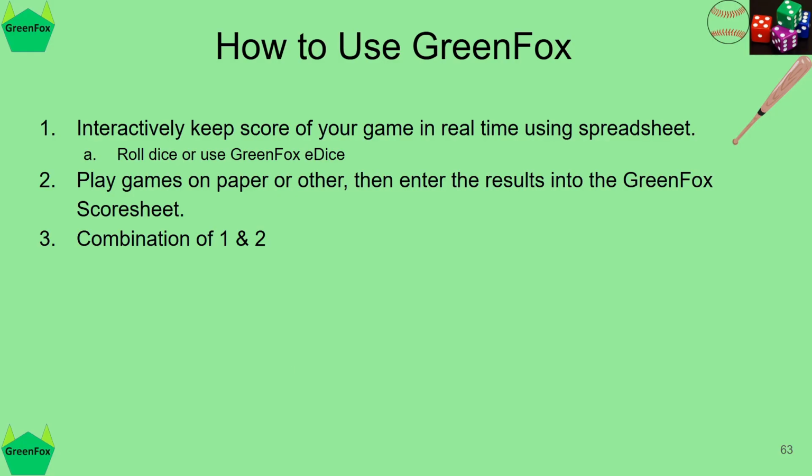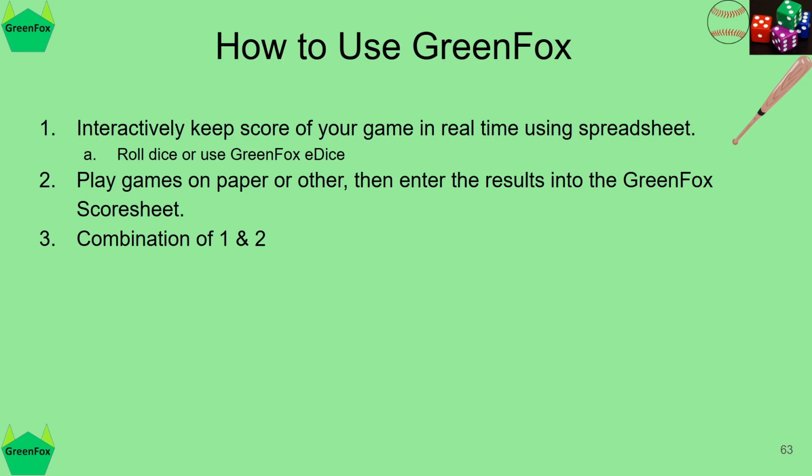This simple slide is a question of how to use it. I'm not going to say there's just one way to use it, but I would think the most common might be to interactively keep score of your game in real time using the spreadsheet. And that's what I do, but that doesn't mean that's how you have to do it. And you can use real dice or use the GreenFox e-dice. That's up to you. But that's one way, is just play your game in front of or next to your computer and kind of keep score on the GreenFox score sheet as you go.